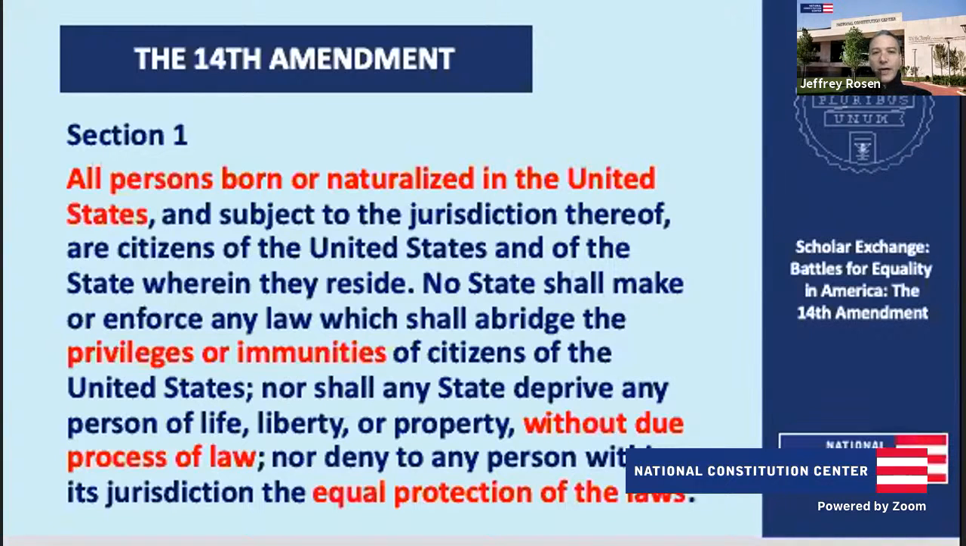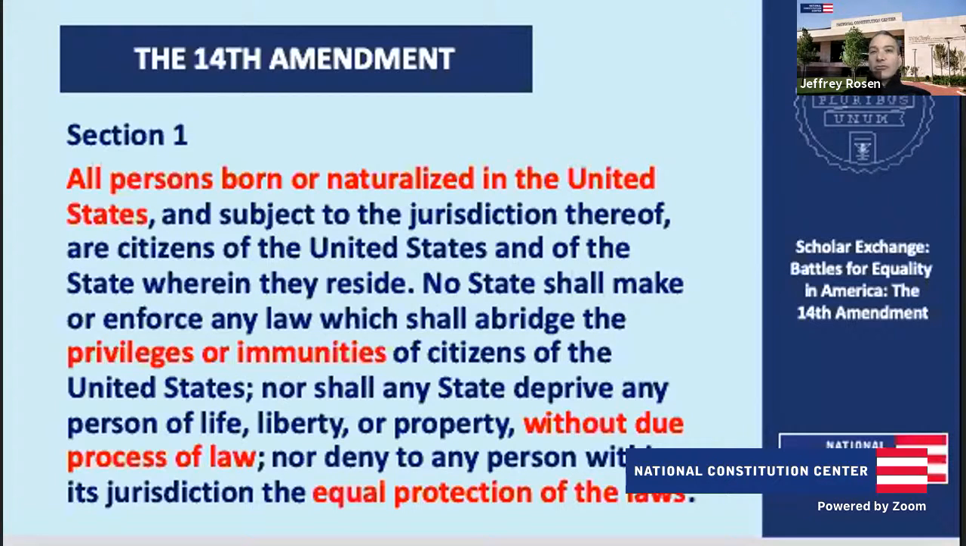All persons born or naturalized in the United States and subject to the jurisdiction thereof are citizens of the United States and the state wherein they reside. So that's called the Citizenship Clause. And the big idea there is that if you are born or naturalized, that means that you're not originally a citizen, but you become one once you're already in the United States, then you're a citizen of the United States and the state where you live. So everyone who is either born or naturalized in the United States is a citizen of the United States and of a particular state. Kerry and I are citizens of the United States and of Pennsylvania, where we reside.